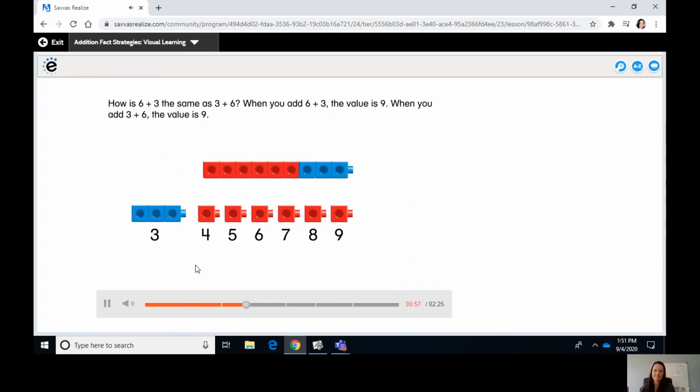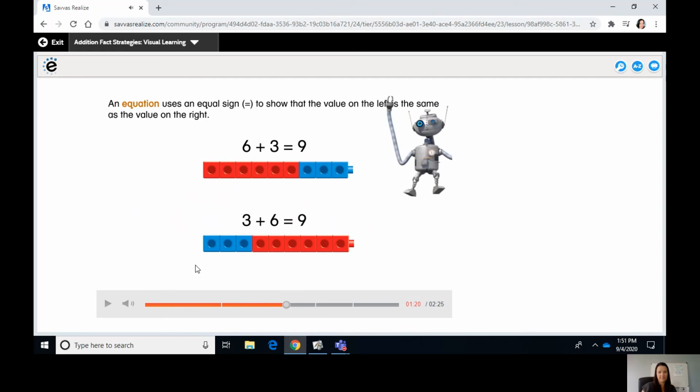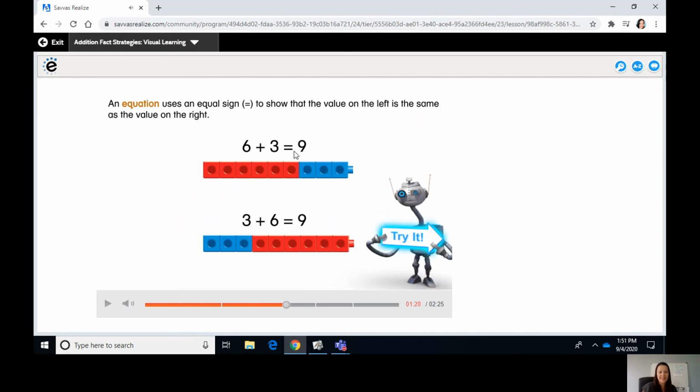How is 6 plus 3 the same as 3 plus 6? When you add 6 plus 3, the value is 9. When you add 3 plus 6, the value is 9. An equation uses an equal sign to show that the value on the left is the same as the value on the right. Remember, that equal sign tells me these numbers over here are the same as these numbers over here. Same exact thing, friends.